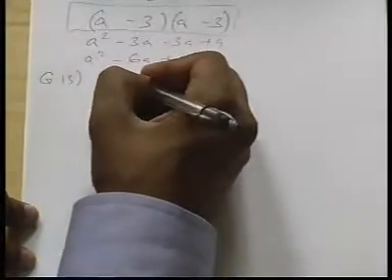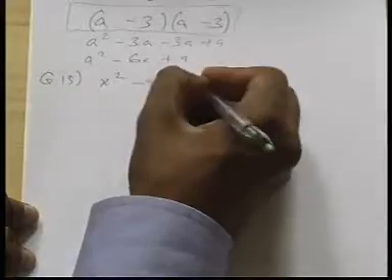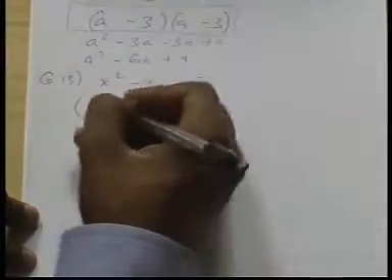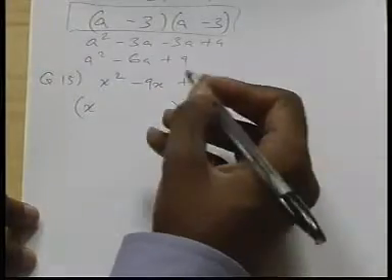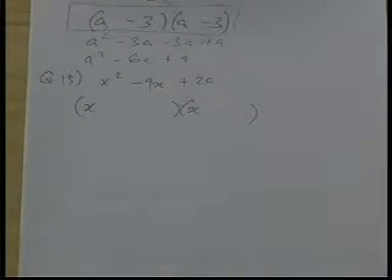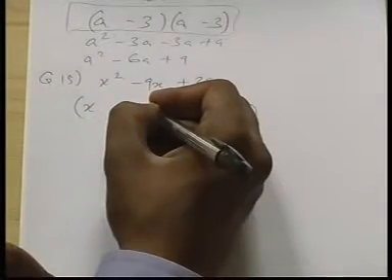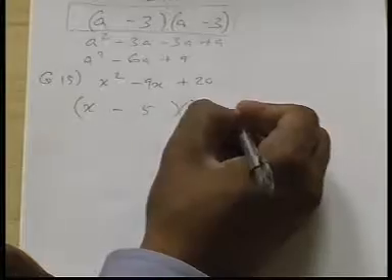x squared minus 9x plus 20. We go straight away and put our x's in. Okay, what two numbers multiply to give 20 and when you add them together give minus 9? Well, minus 5 times minus 4 is plus 20. Minus 5 minus 4 is minus 9. So x minus 5 and x minus 4.